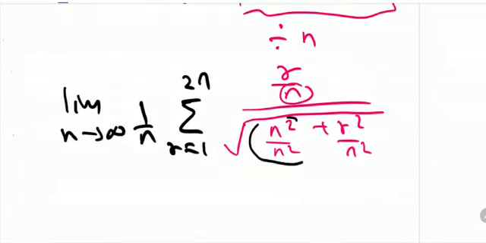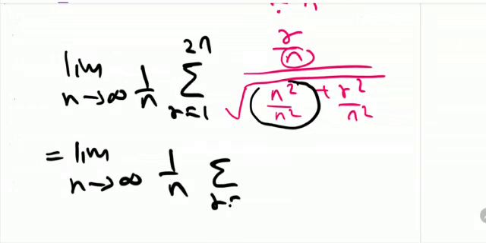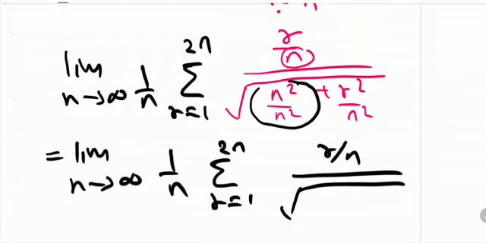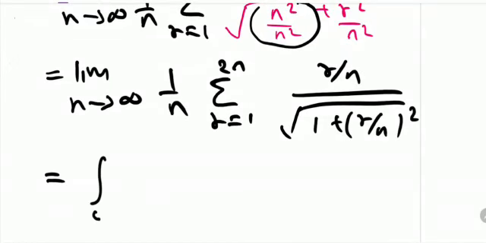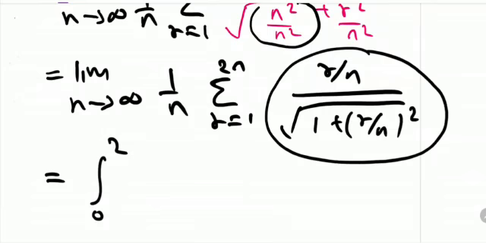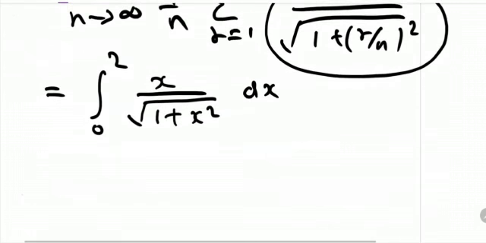Now just observe, n square upon n square can be written as 1. So we get limit n tends to infinity, 1 by n, summation r running from 1 to 2n, r upon n over square root of 1 plus r by n the whole square. Now one just needs to remember that this is nothing but, according to the formula, integration from 0 to 2 of f of x. What is f of x here? If you observe, you will clearly understand f of x is x upon under root 1 plus x square, dx.